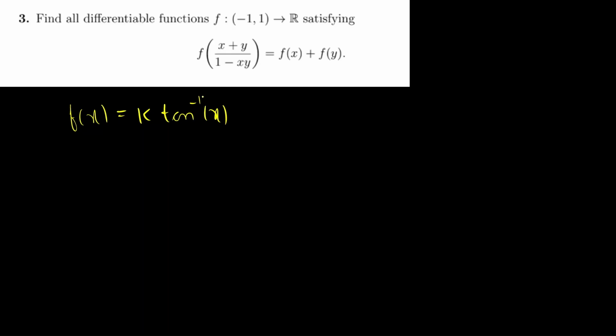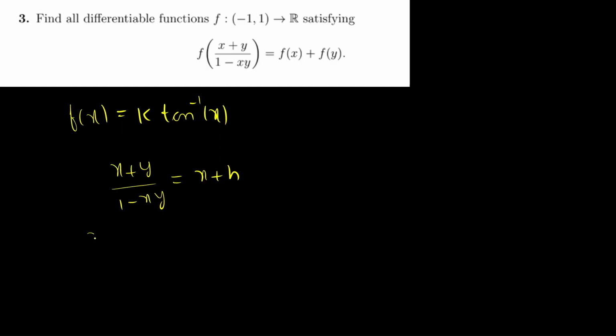But to derive, we need something like of the form f of x plus h. We can't find anything like that in our given equation. So let us try to create it. Let us equate (x plus y) by (1 minus xy) is equal to x plus h. And let us find y in terms of x and h so that we can substitute it in our original equation to get f of x plus h is equal to f of x plus f of y.